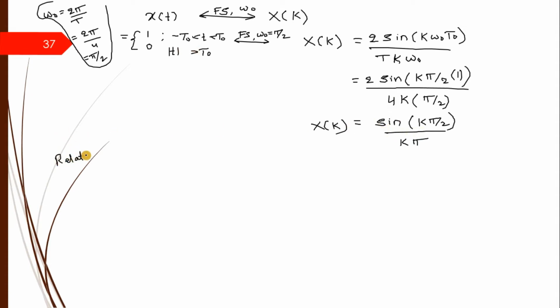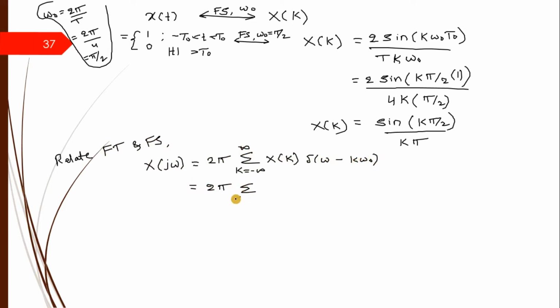Next, let us now relate this FS. This is FS, but our intention is to find FT. Let us relate FT and FS now. We know the equation as X of j omega equals 2 pi, from the first relation that we derived, summation k equal to minus infinity to plus infinity, capital X of k, delta of omega minus k omega naught. So we will directly substitute the value. In place of X of k, we have found it is sine k pi by 2 divided by k pi. Then delta omega minus k omega naught, where omega naught is nothing but pi by 2.